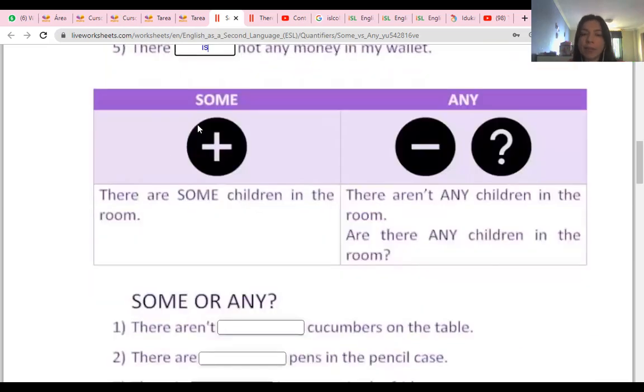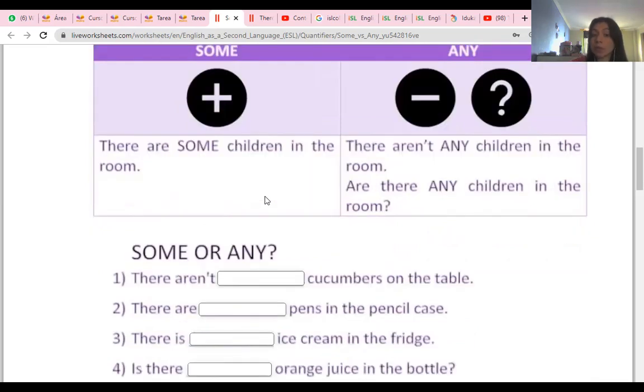Some for affirmative sentences and any we use for negative sentences and questions. For example, there are some children in the room. Hay algunos niños en la habitación. There are some children. And we use any for negative sentences. There aren't any children in the room. No hay ningún niño en la habitación. ¿Ya? Are there, for questions: are there any children in the room? The form is verb to be in the first part plus there plus any plus the complement. This is a complement: children in the room.